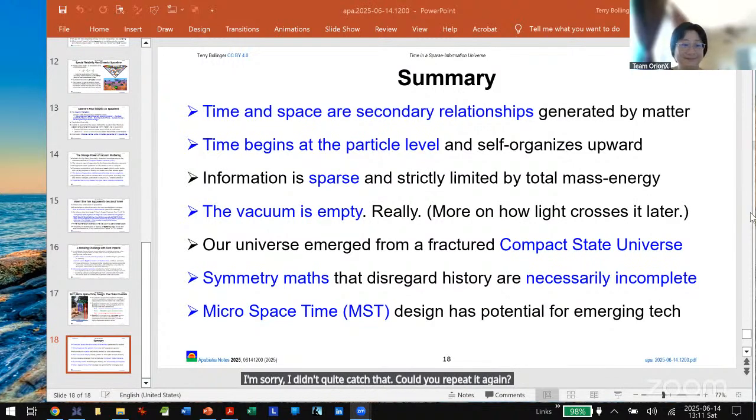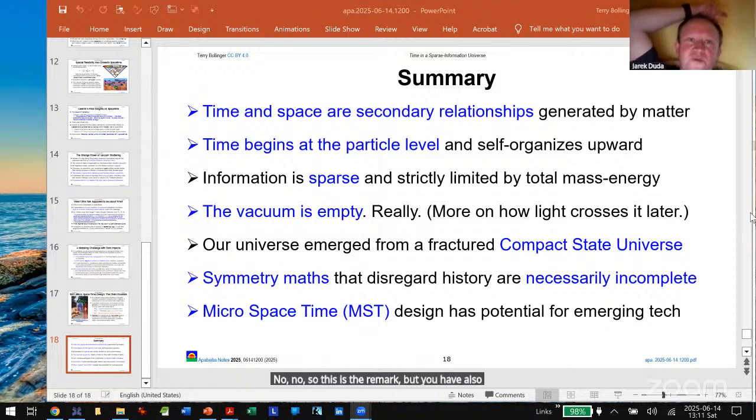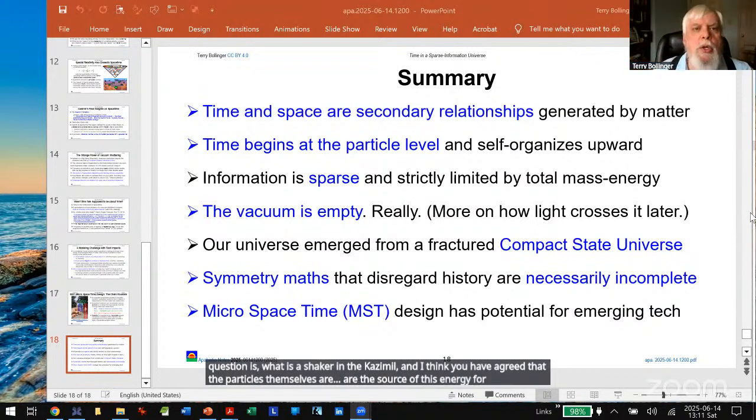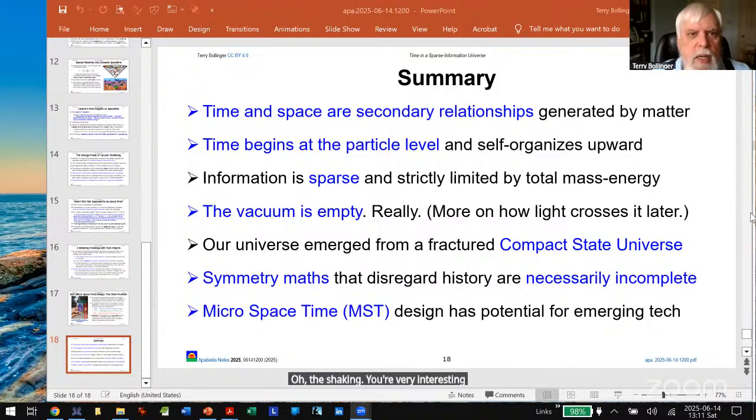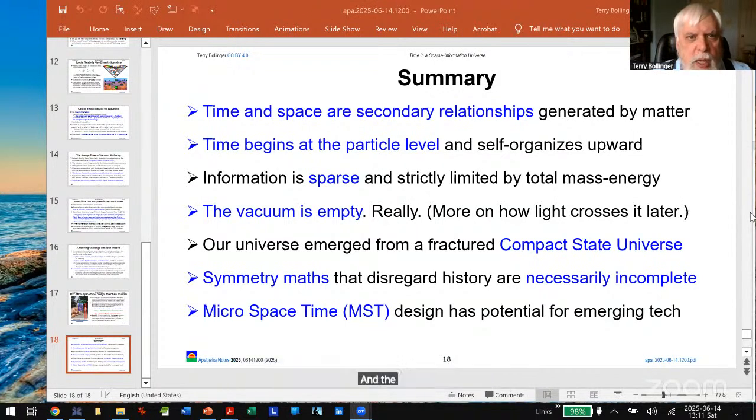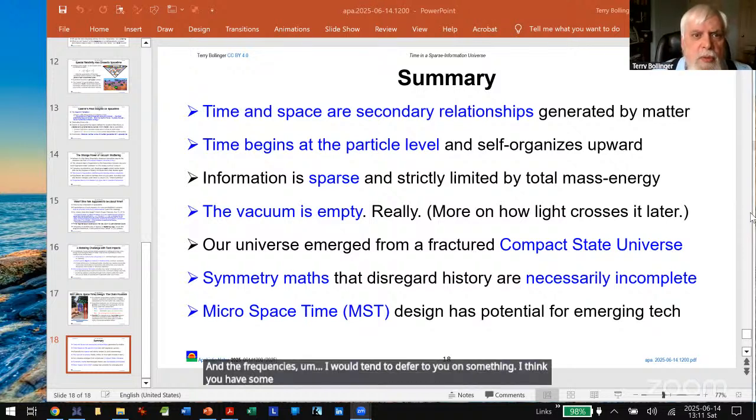So this is the remark, but you have also mentioned that the question is what is the shaker in the Casimir, and I think you have agreed that the particles themselves are the source of this energy for shaking. Casimir, you're very interesting. Dr. Duda has an interesting theory about the source of the oscillations and the frequencies. I would tend to defer to you on something. I think you have some interesting ideas that the frequency itself is part of the source of these oscillations.